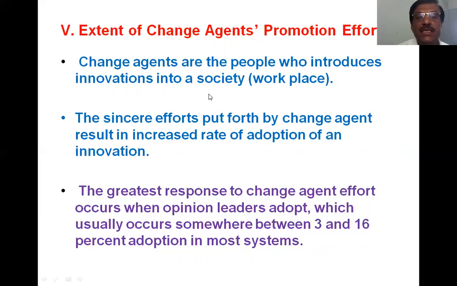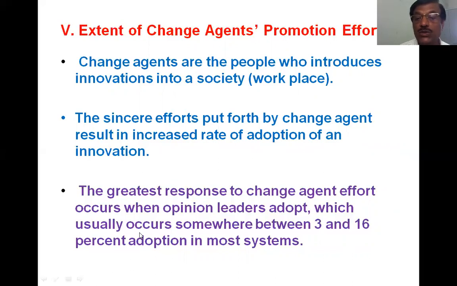Change agents means extension workers. Change agents are the people who introduce innovations into the society, in their workplace. The sincere efforts made by the change agent or extension worker result in an increased rate of adoption of innovation. So the rate of adoption depends upon the sincere efforts made by the change agent.